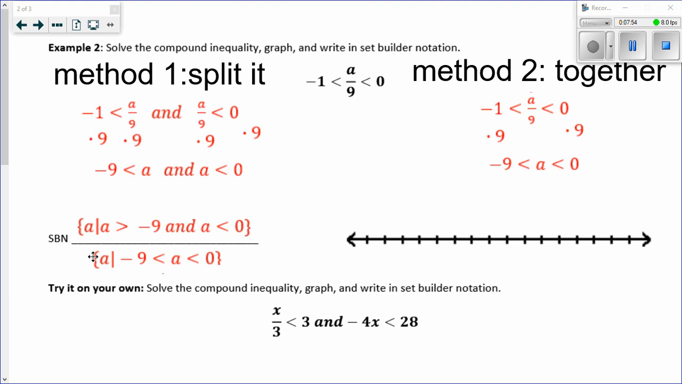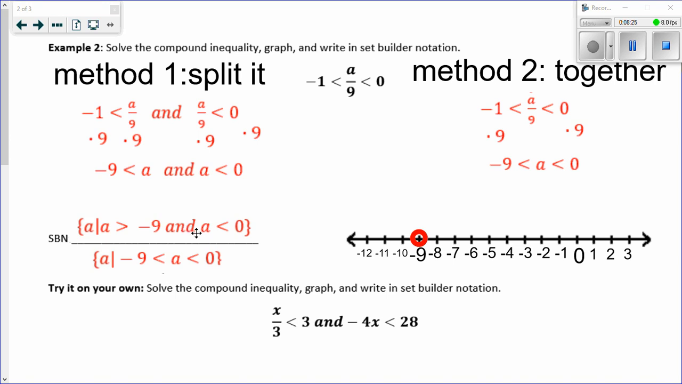Now, to graph it with an and statement, what happens is you're talking about one specific section of the number line that works. So I'm going to fill in my number line, -9, all that stuff, 0. Again, you just need the -9 and 0. So using the split up one might be a little bit more helpful to visualize it. So I have to say a is greater than -9, so I'm going to have an open circle on -9, and I'm going to point to everything greater.